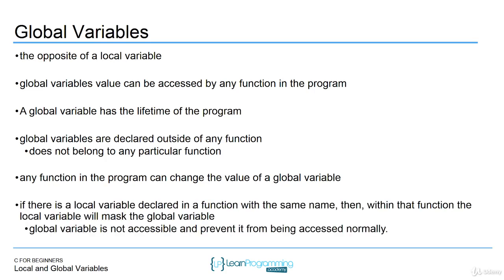If there is a local variable declared in a function with the same name as a global variable, then that function will use the local variable. It will mask the global variable. So if you have a global variable named x and you have a local variable named x inside of a function, the local variable is going to take precedence. It's not going to modify the global variable's data. If you assign to that variable, it's only going to modify the local variable. So the global variable is not accessible when you have the same name, and it will not be accessed within that local function. So basically, don't use the same names, because it's just going to be confusing.